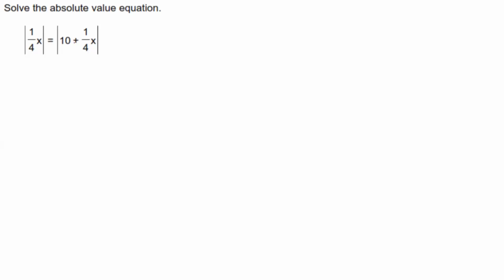All right, so here we have absolute value on both sides of the equal sign. So what that means is we're going to take the left one, drop the absolute value, set it equal to the right one after we drop the absolute value, and we also have to do the left one and set it equal to the opposite of the right one.